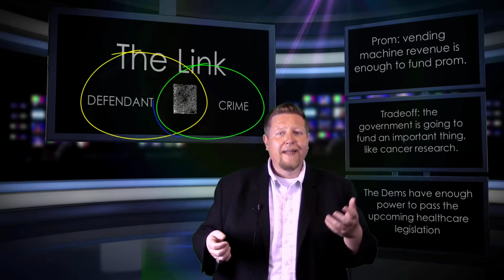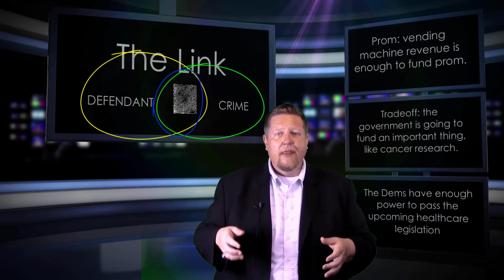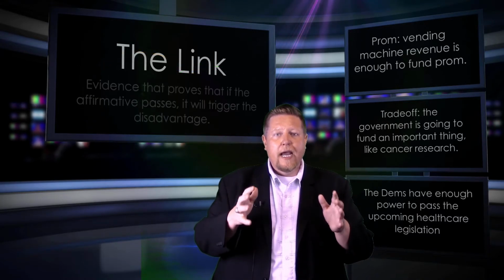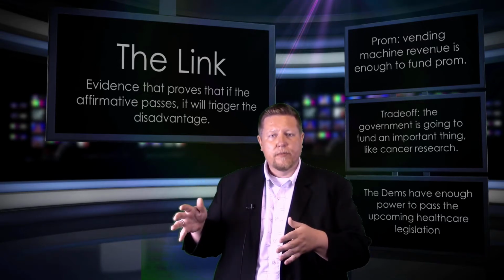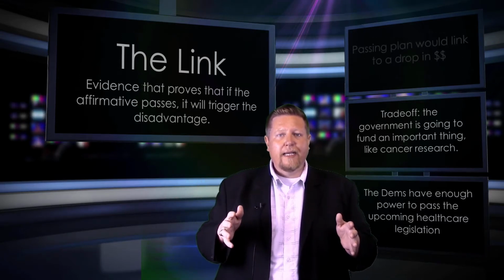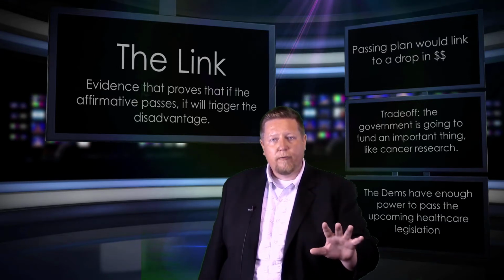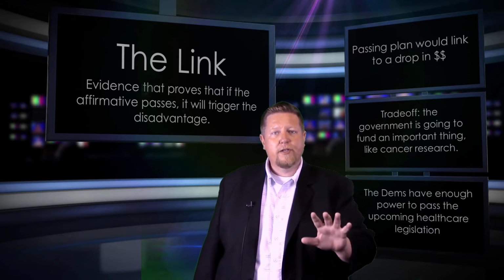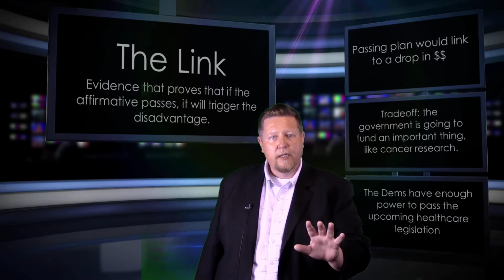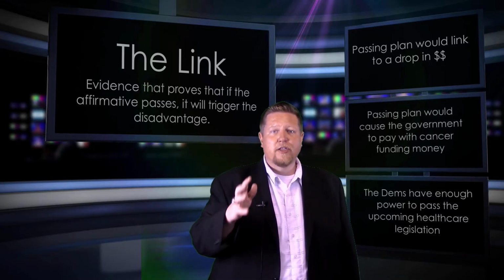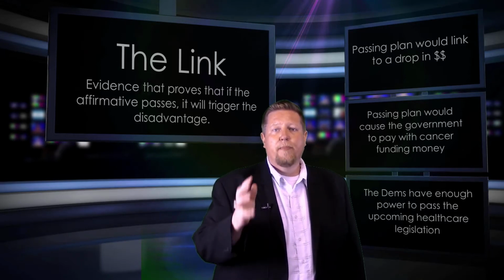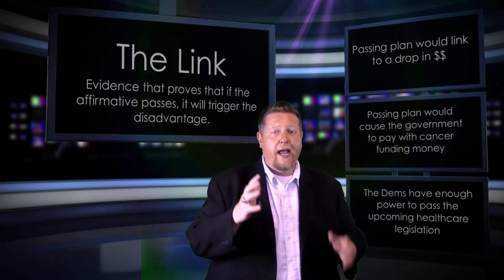In the debate world, the link is established by reading evidence that claims a particular action taken by the affirmative plan would trigger an undesirable set of outcomes. Using our prom example, the link is established by claiming that removing junk food from the vending machines would be the reason why vending machine sales plummet. In our trade-off example, the link is established by providing evidence that passing the affirmative plan would cause the government to pay for the plan using money set aside for cancer research.